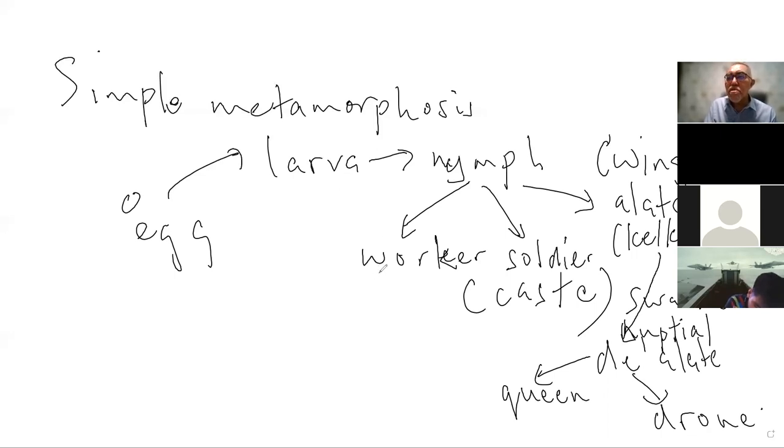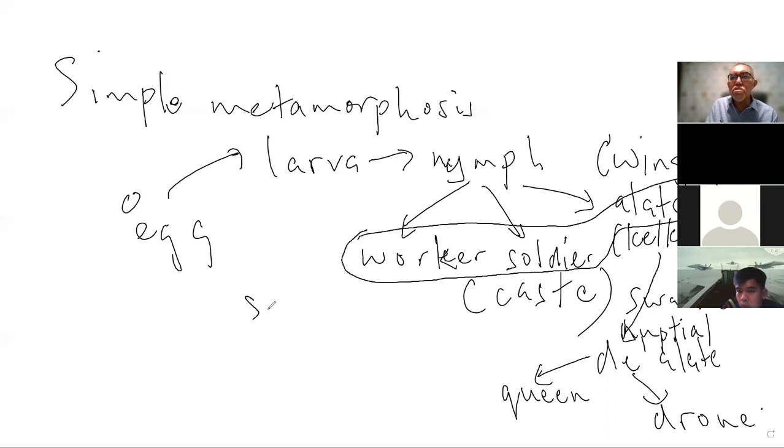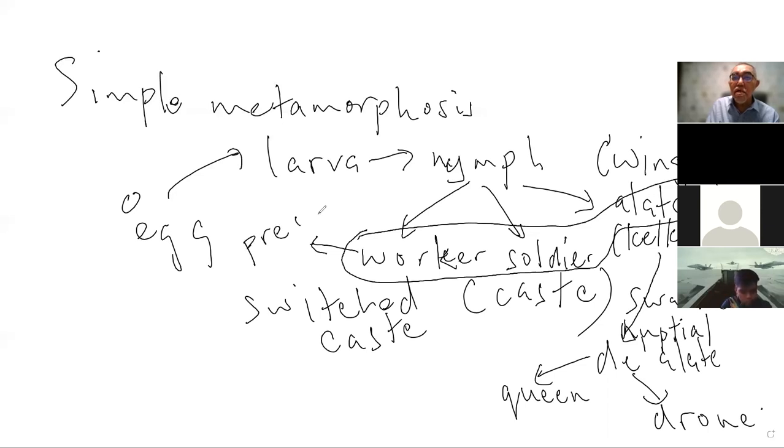Now, these workers, soldiers, and even elite, in some species they can switch caste. In other words, a worker can actually transform into a pre-soldier. Okay. And then this pre-soldier will become a soldier. So it is very flexible.